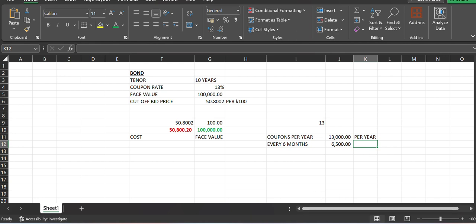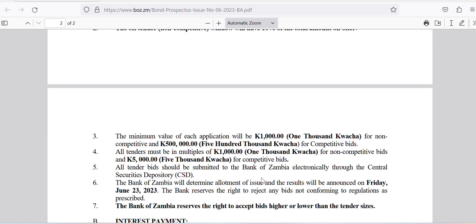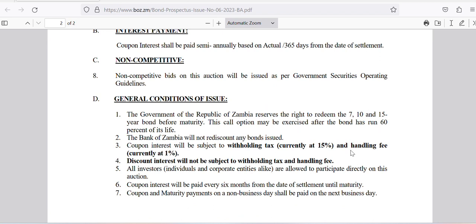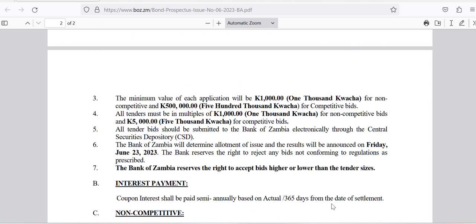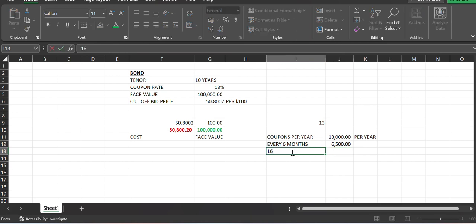But again, I think you saw that there is a 1% administration fee. What did they call it? There's a 1% handling fee and 15% withholding tax. There's a particular way they calculate this, but I'll do it at the most basic level. This will be a rough estimate. I'll just remove 16% from here, which will be what? So we remove 16%.